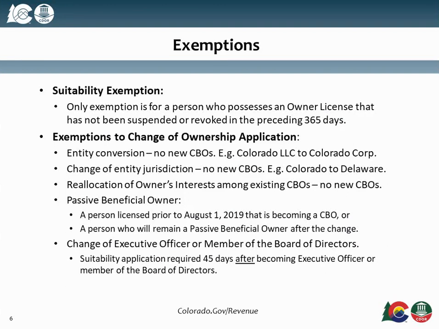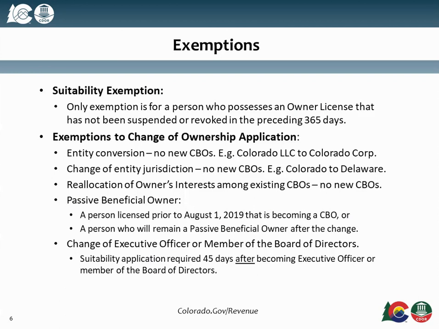The next exemption to a change of owner application is where existing controlling beneficial owners are reallocating their ownership percentages. This example could apply where there are 4 owners of a regulated marijuana business, each holding 25% of the existing owner's interest of the marijuana business, and one owner would like to transfer 5% of their owner's interest to another existing owner. In that circumstance, a change of owner application would not be required to the Marijuana Enforcement Division.